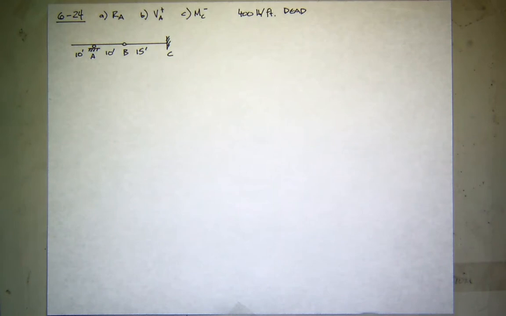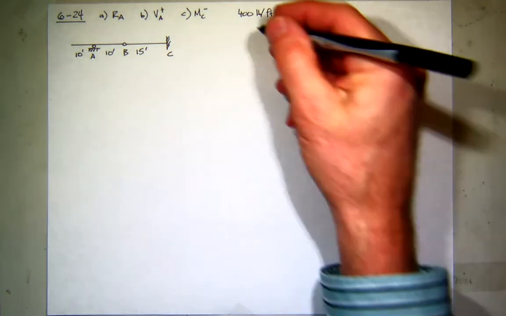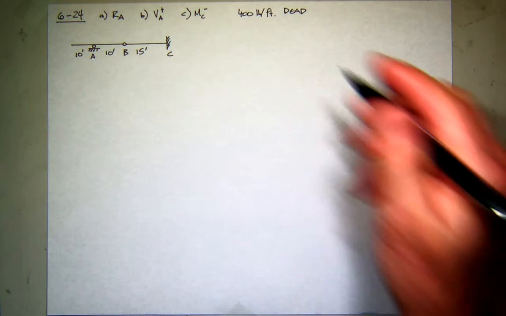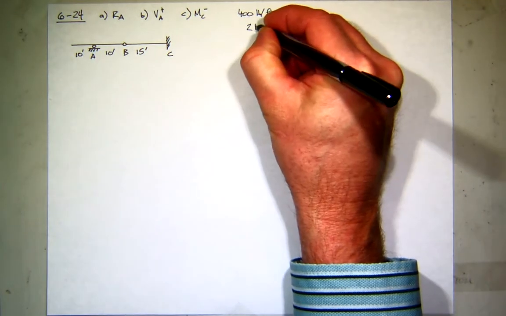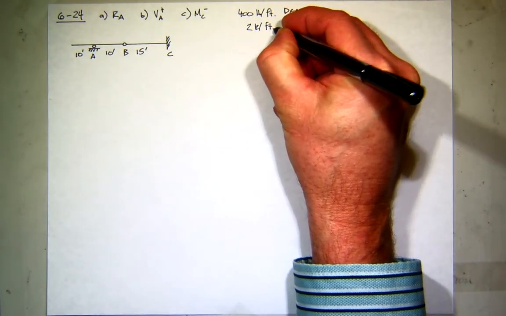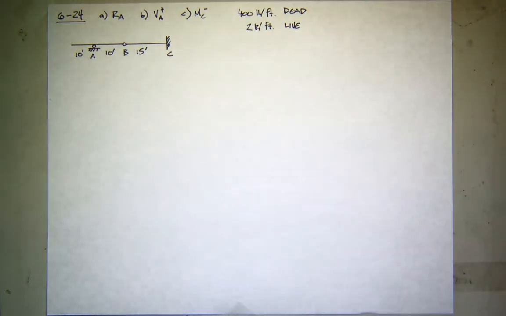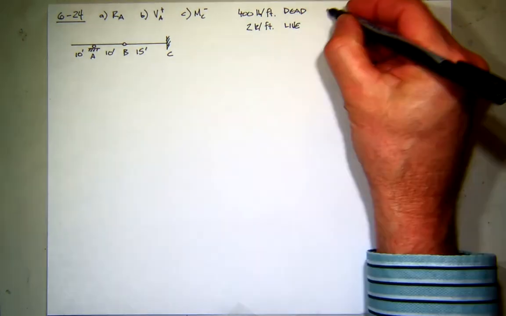And we'll have a live load of, am I reading the right thing? It's got a uniform live load. Oh, it's got a uniform live load. So then we'll have how much was that one? 2 kips per foot. So we got another one that's 2 kips per foot, and that's live. And then on top of that, we've got an 8 kip live load.